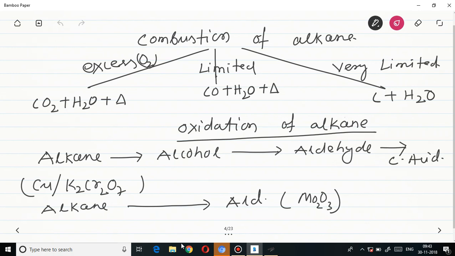Now if it is very limited, there will be only carbon and water. You can see the number of oxygen is reduced over here. It is only CO and CO2. Now we'll go to oxidation of alkane.